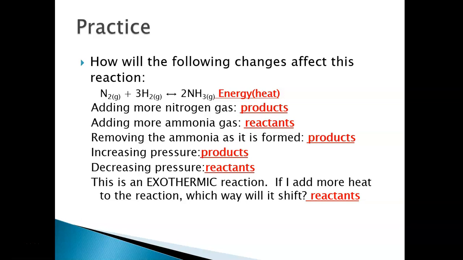Now that will be different with different equations, okay? If I decrease pressure, it's going to shift to the side with more moles of gas, which in this particular case is the reactant side of the equation. Now, this is an exothermic reaction, so I added energy on the product side. So if I add more heat to the reaction, which way is it going to shift? In this case, it's going to shift to the reactant side. If this were an endothermic reaction, the opposite would be true, because in that case, energy would be a reactant and not a product. Okay?